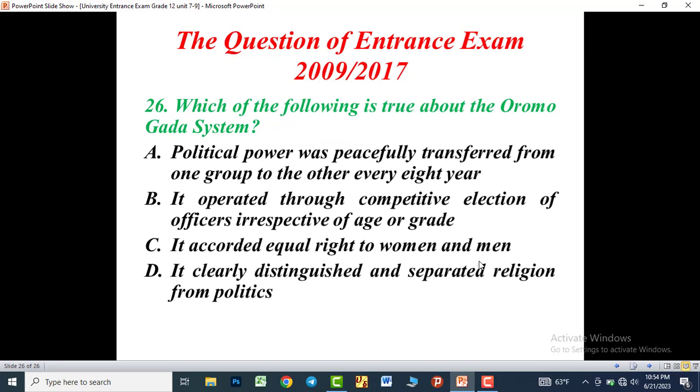Question number 26, the last question. Which of the following is true about the Oromo Gada system? A. Political power was peacefully transferred from one group to another every 8 years. B. It operates through competitive election of officers irrespective of age and grade. C. It accorded equal rights to women and men. D. It clearly distinguished and separated religion from politics. Question number 26, the correct answer is A. The last statements are wrong answers.